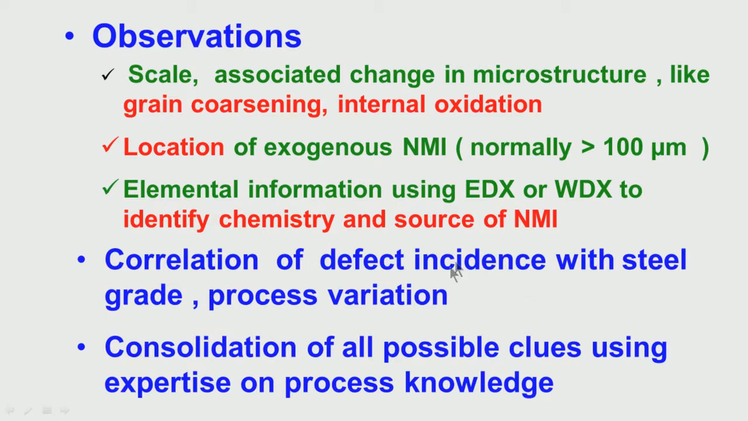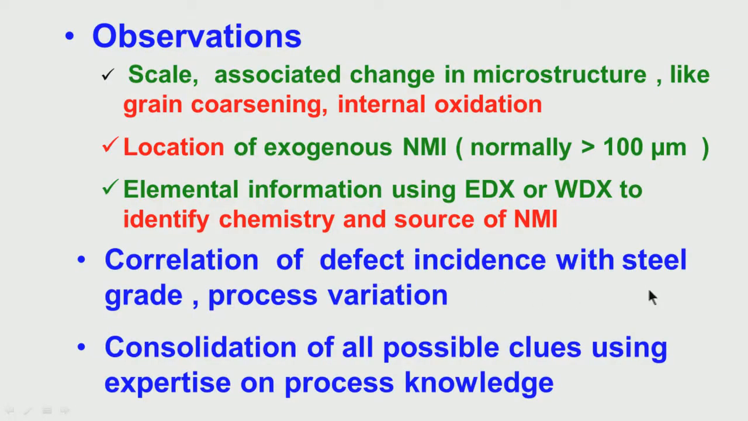And then after you try to correlate, you consolidate all possible clues. From observations you are getting clues, from correlation you are getting some clues, like yes, there was some abnormality in the casting process. There was some abnormality when you were doing some secondary refining. At that stage you have to know whether there was any correlation in the process, whether there was any defect in the process. Defect means there was some abnormality in the process.